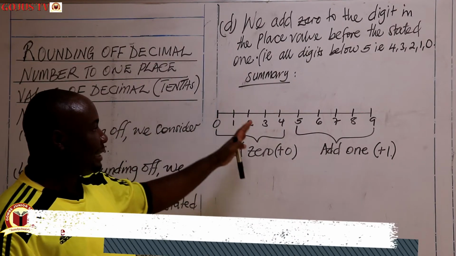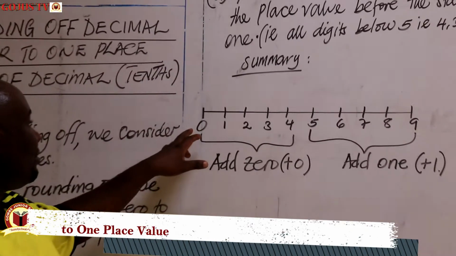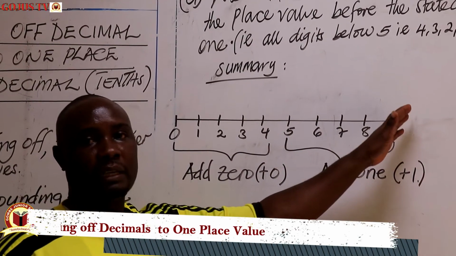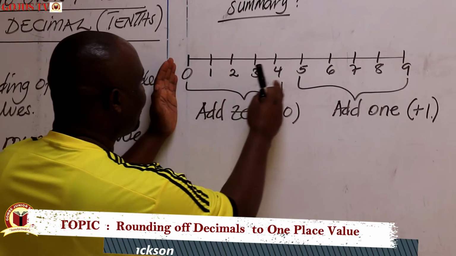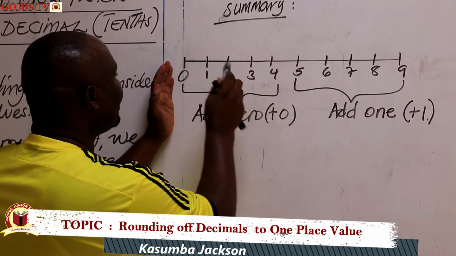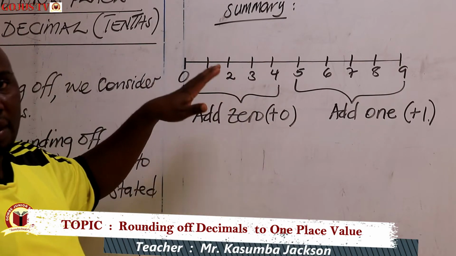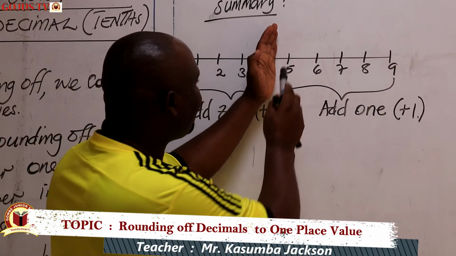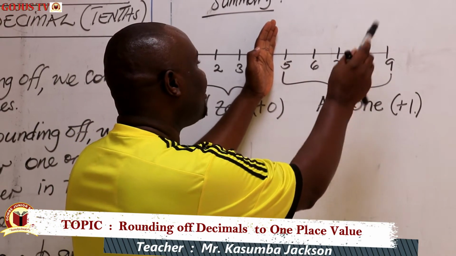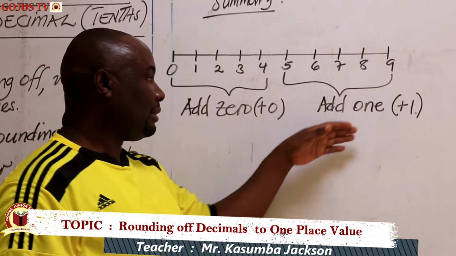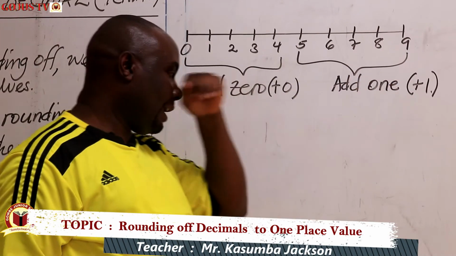I've drawn a summary number line here where I'm showing you the 10 digits of the Hindu Arabic numerals from 0 up to 9. All our numbers are formed by these digits. So I'm giving you a summary that from 0 up to 4, we have 5 digits. You can see them, 1, 2, 3, 4, 5. From 0 to 4, we add 0 when rounding off numbers. Then for numbers 5, 6, 7, 8, 9, which are also 5 digits, we add 1, not 0.